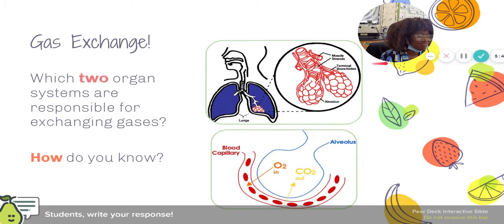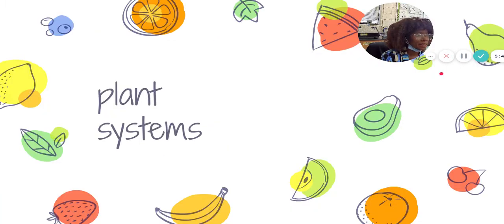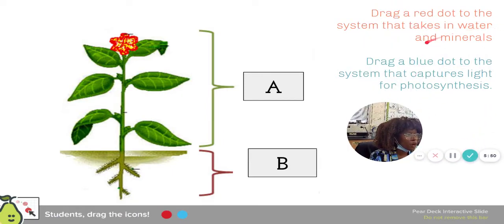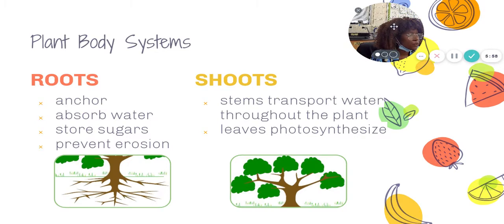Just saying. Plant systems. So you're going to drag a dot to the system that takes in water and minerals, and drag the red dot, or drag the blue one, to photosynthesis. So either up here or down here. Tell me what that is. The functions of the roots and the shoots.